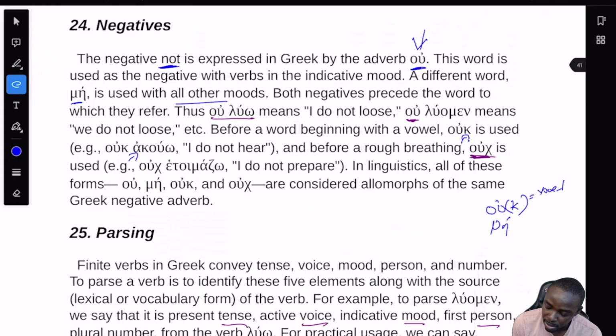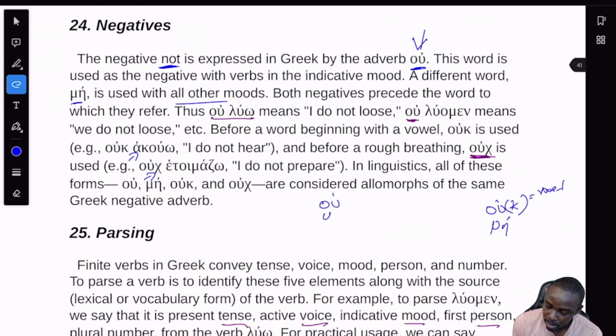And before a rough breathing mark, remember the rough breathing mark, you have ouch, you have a chi. So example, here you have ouch hetoimazo. Why? Because this here is a rough breathing mark right here. So right before a rough breathing mark, you add a chi.